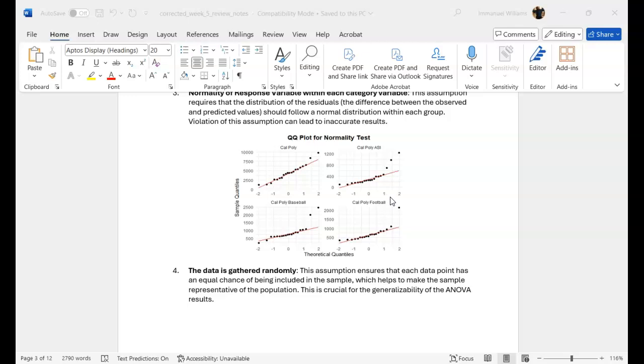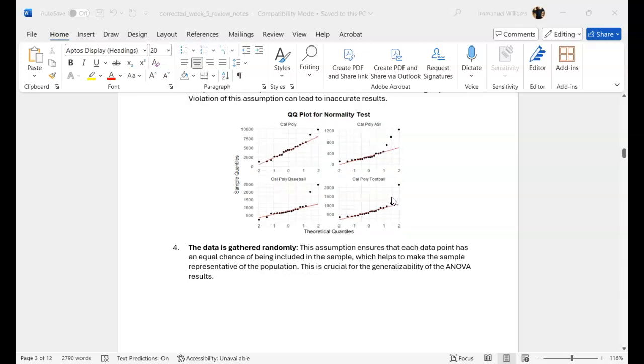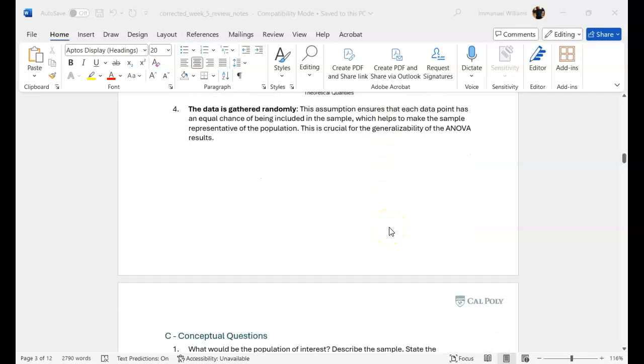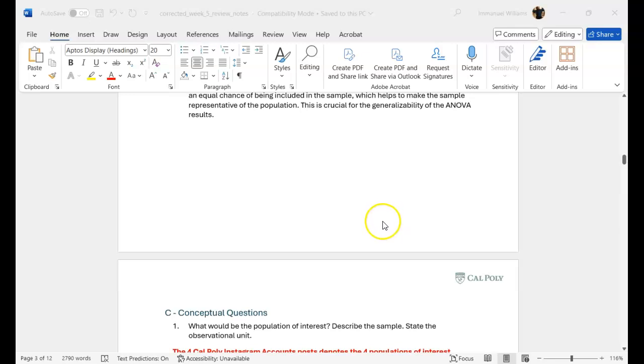With that being said, let's move on to some questions. Ideally, you would have solved them before just looking at me solve them. So simply going back to question 1, we know what it is. What is the population of interest? And the observational unit.